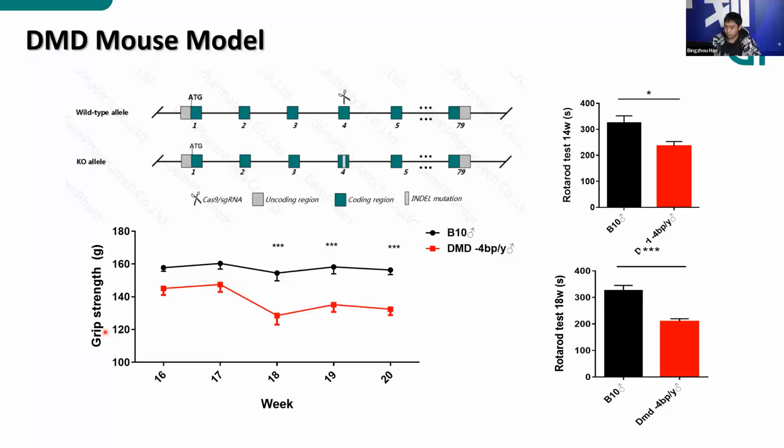We first tested the grip strength of these DMD mutant mice. We can see that from 16 weeks to 20 weeks, the grip strength is significantly lower in the mutant mice compared with the control. And also, we did this rotarod test to test the strength of the muscle too. In the mutants, at both 14 and 18 weeks, the performance in the rotarod test is poor compared with the control group.